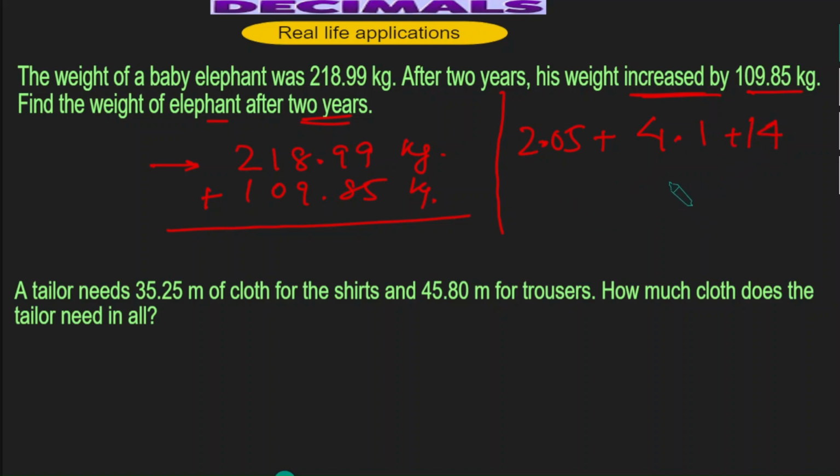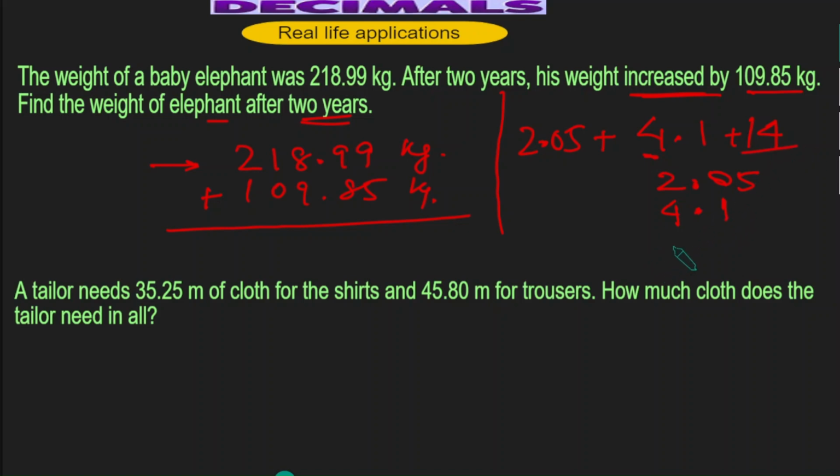So the best way is to write the decimal numbers. First, write any decimal number, and for the next, like 4.1, the decimal point has to be written just below that decimal point. It should lie on a straight vertical line. Now you have already placed one here. 4 will be on the left side because it is the whole number part, and 1 will be written down here.